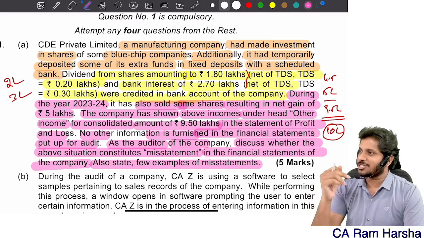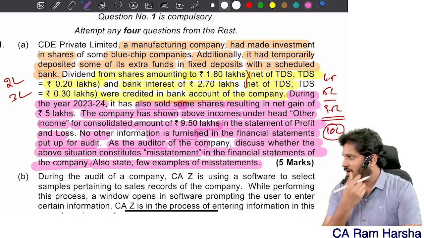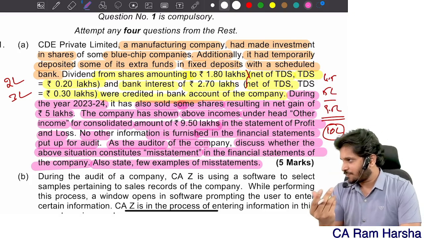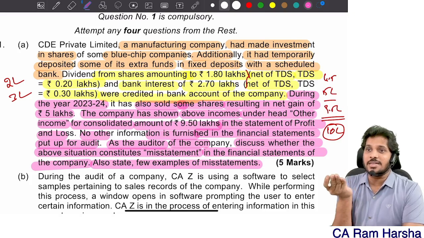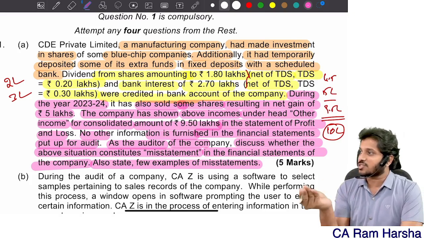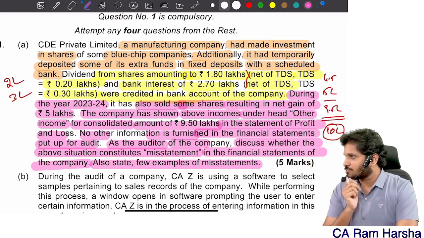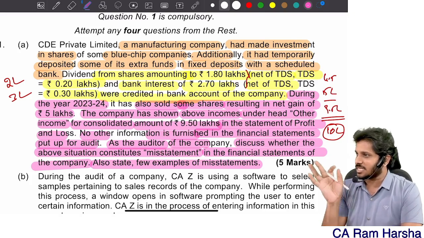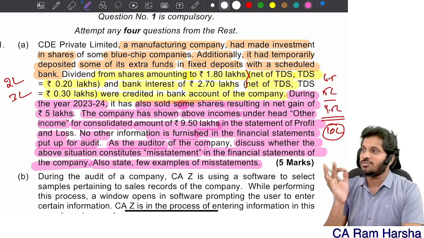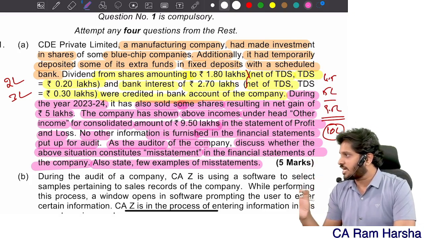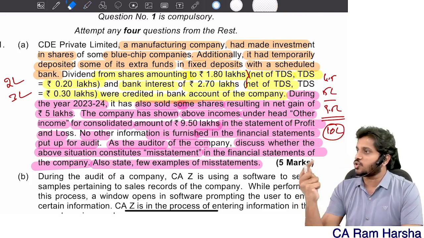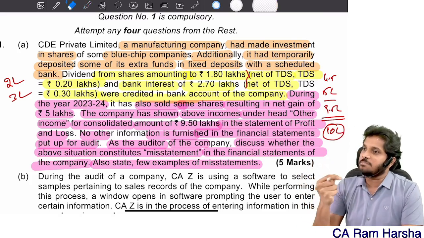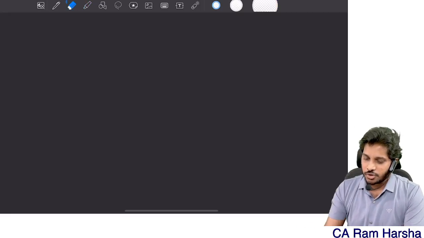Charging a capital expenditure to revenue or revenue to capital, wrongly classifying. Right now this example is there, accounting income on a net basis rather than on the gross basis. These are all various examples of misstatements. So does this constitute misstatement? Yes, it is. Income has to be accounted on a gross basis, that is inclusive of TDS. Whereas in the given case, the company has accounted excluding TDS, which is a misstatement. That's it. So look at the answer.